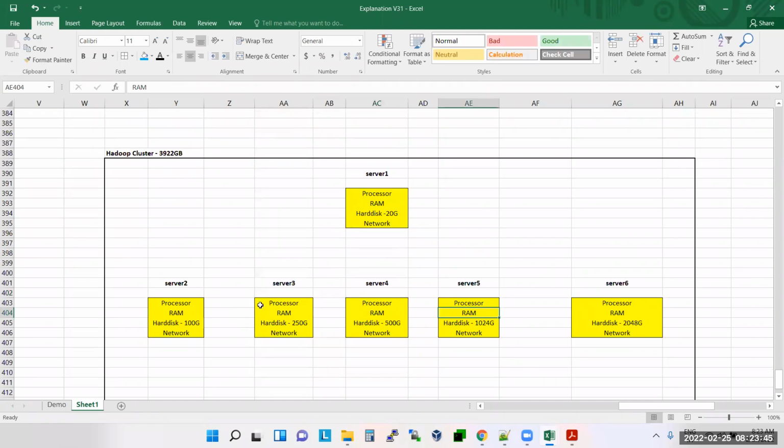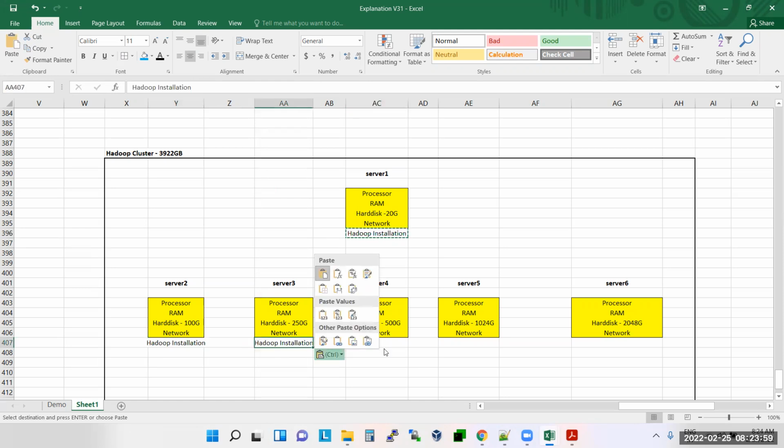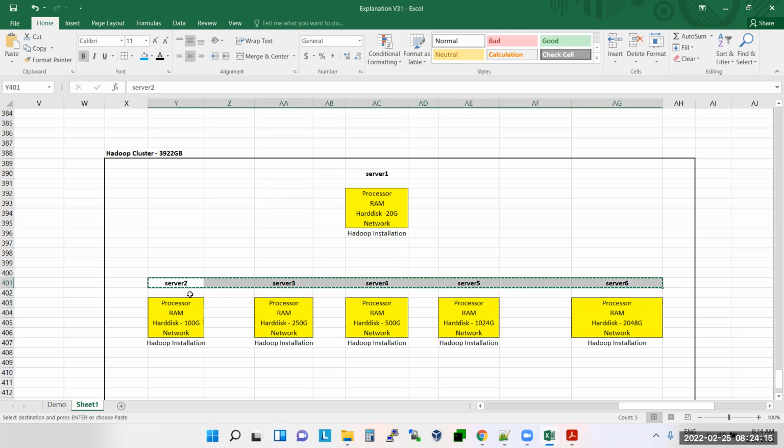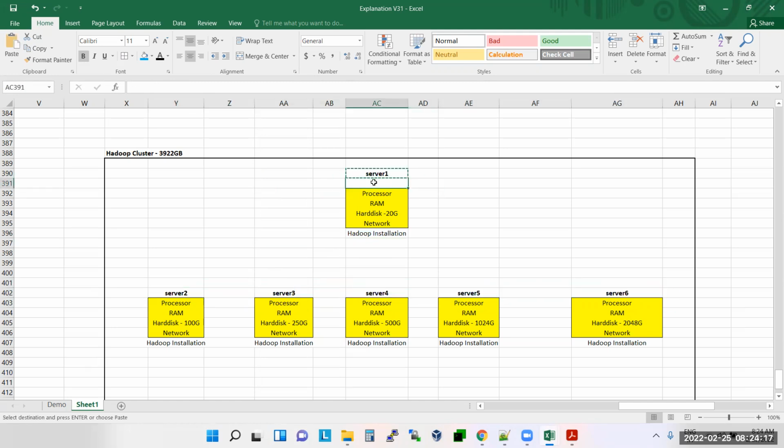Now what I'm doing is installing Hadoop in each and every machine. Are you clear? Any question? If I install Hadoop in only one machine, is that fine? No. So I will install Hadoop in each and every server. I have a total of 6 servers.